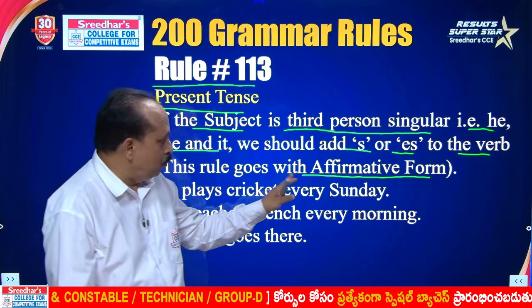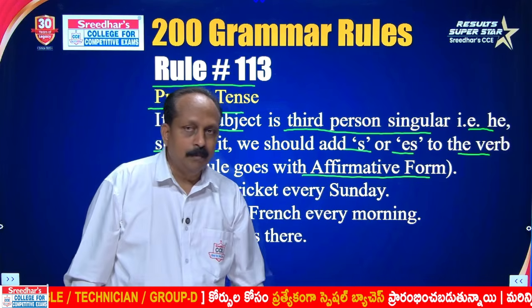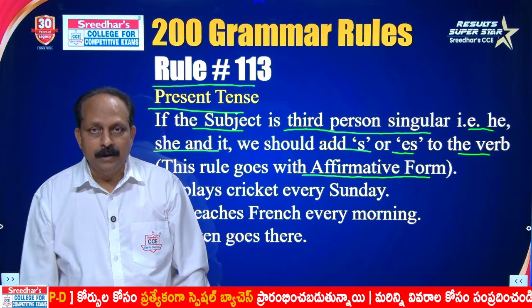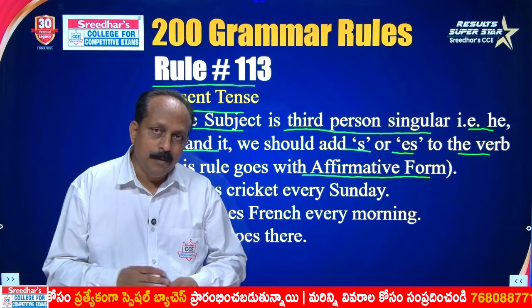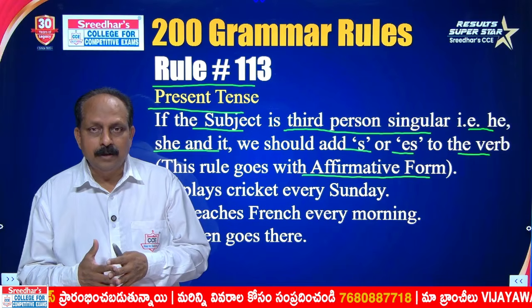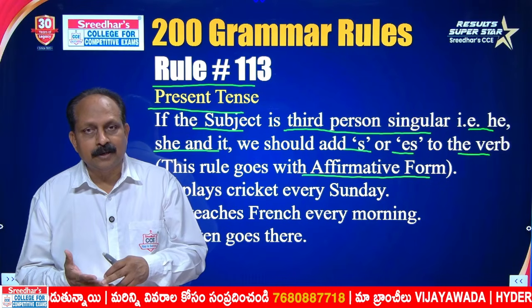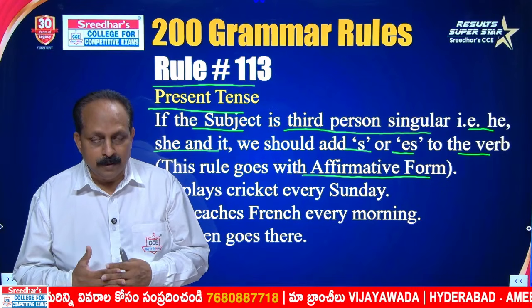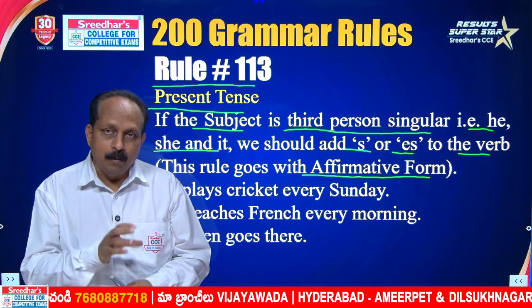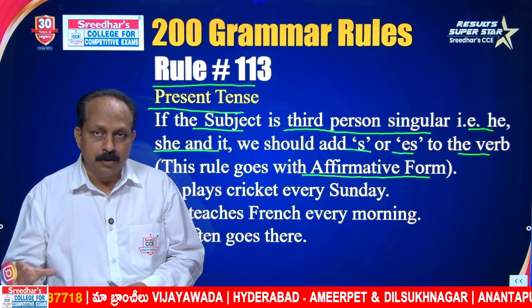Based on that, this rule goes with the affirmative form. It means it doesn't go with the interrogative form, it doesn't go with the negative form. Only the affirmative form, if the subject is third person singular. What is third person singular? He, she, it. If the subject is third person singular and the sentence is in present tense, affirmative form, we should add s or es to the verb.